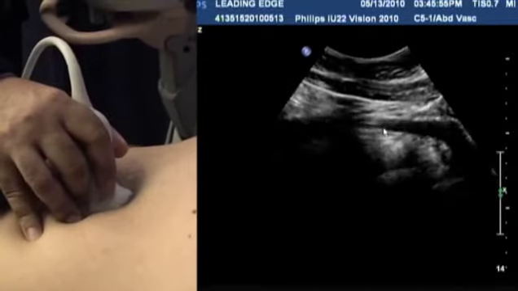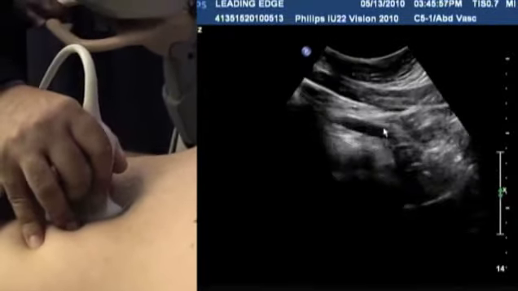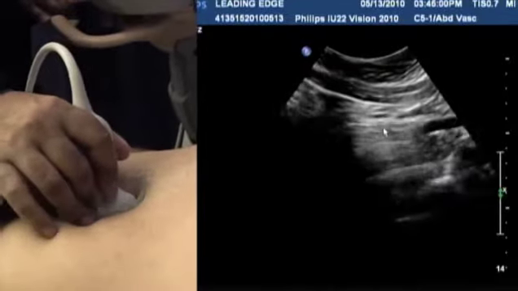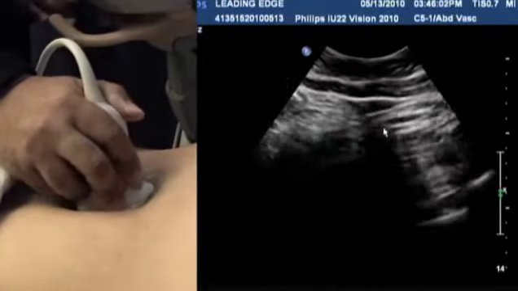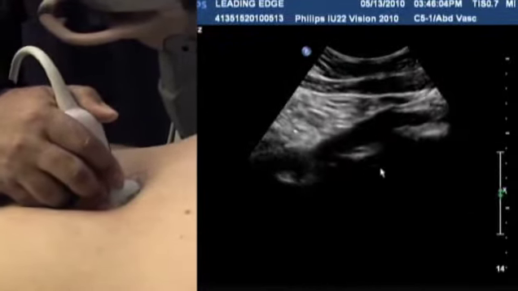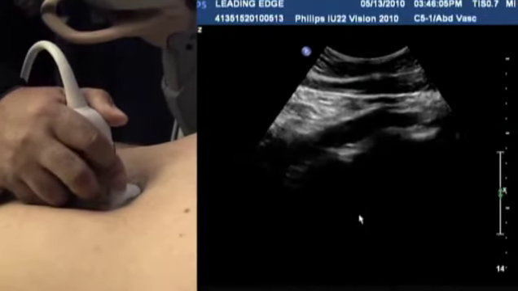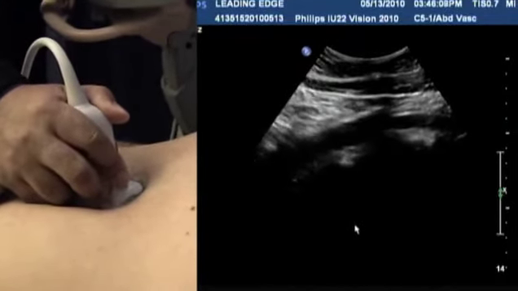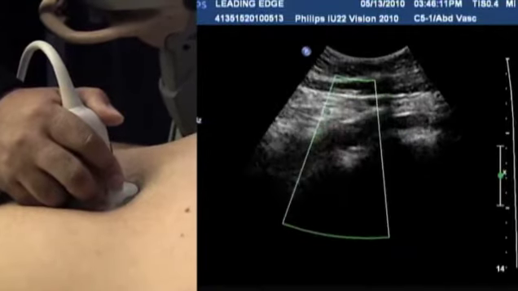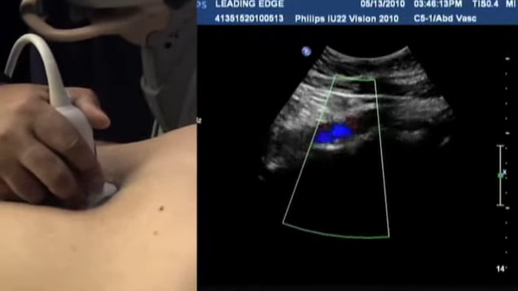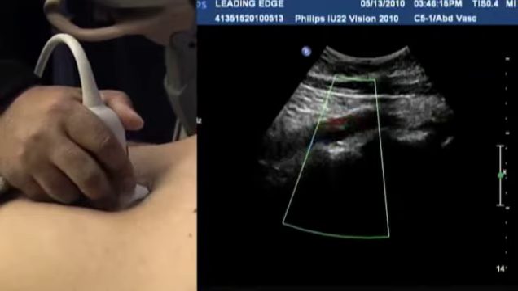So here's the right, and we're going to start out by imaging the right common iliac artery. And I'm going to point out some landmarks here, but let's very quickly just acquire a velocity at this level. First, let's turn on the color flow to see what that looks like. Very nice. And you can see here that the color is normal.